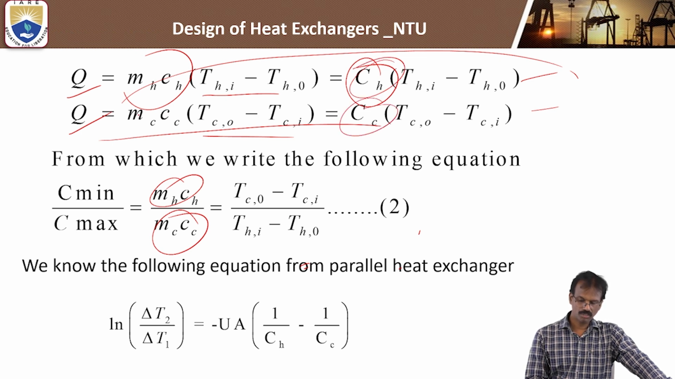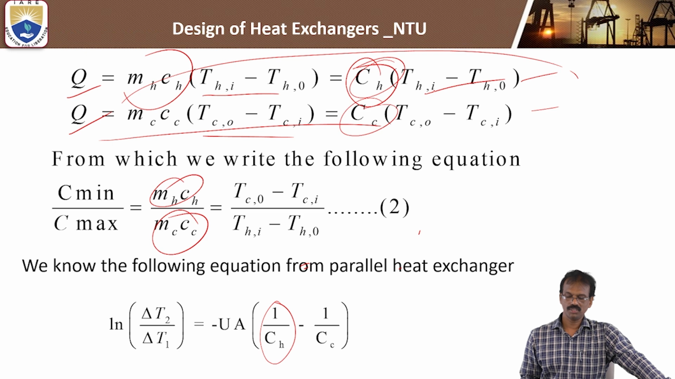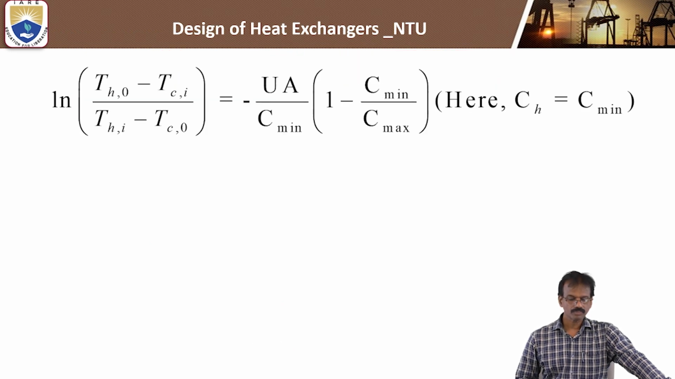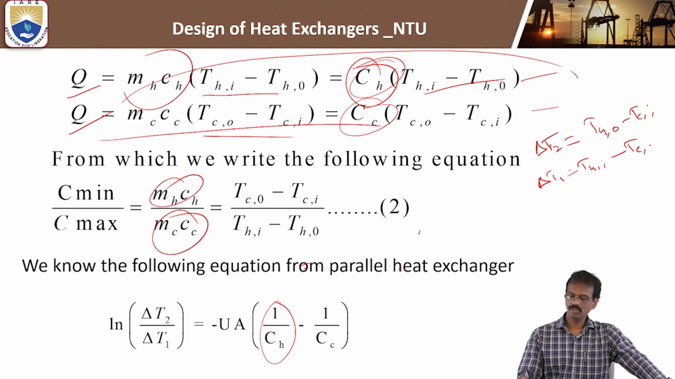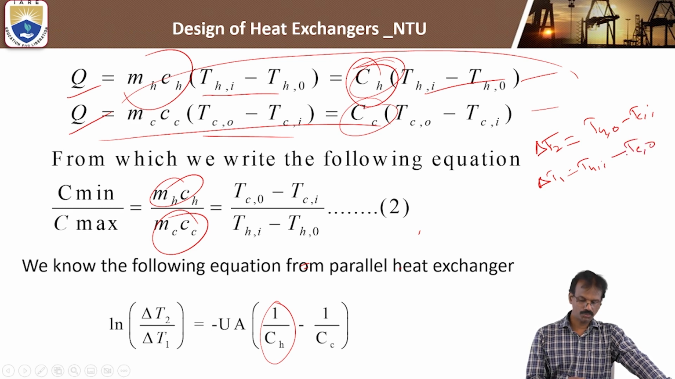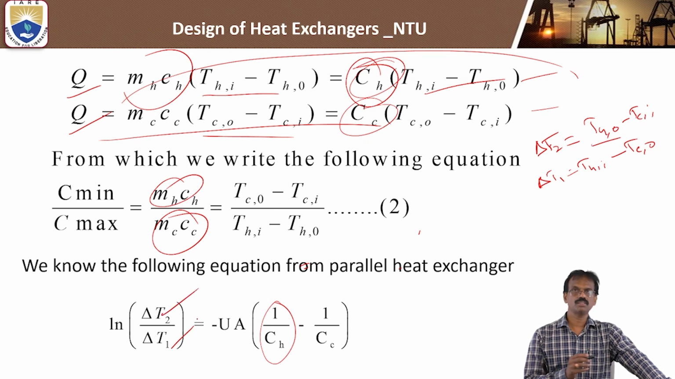By using these formulas, we can substitute, in place of 1 by CH, Q by (THi minus THo). So here we look at delta T2 by delta T1. Delta T2 for the counter flow, you know, is hot fluid outlet minus cold fluid inlet. Delta T1 is equal to hot fluid inlet minus cold fluid outlet. So these are the formulas. You can substitute these values here because this is a counter flow.